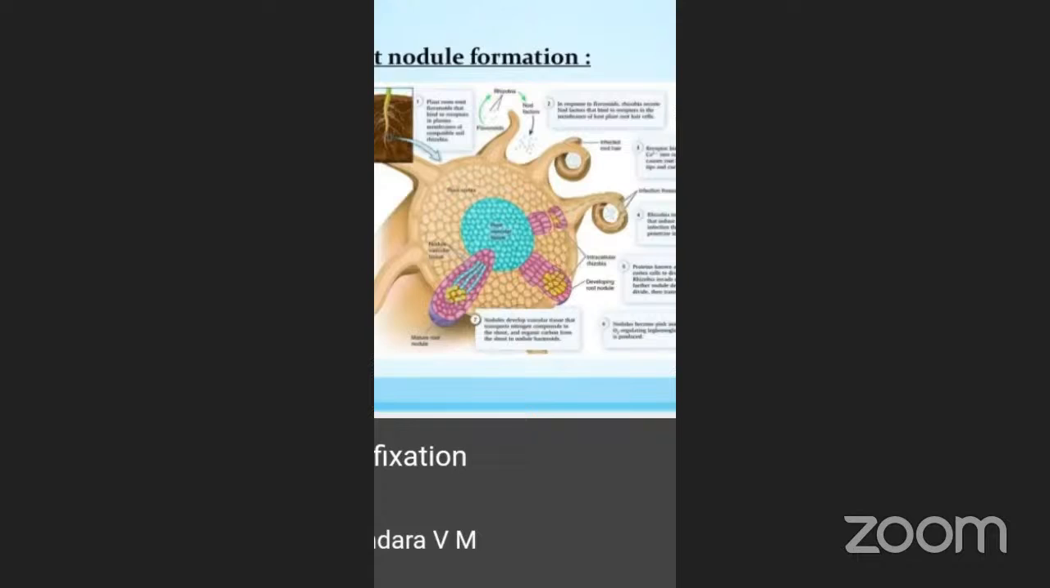The transformation of the bacteria to bacteroids is closely related to the synthesis of leghemoglobin. Leghemoglobin and nitrogenase and other molecules are required for nitrogen fixation. So this is the leghemoglobin and nitrogenase enzyme. Leghemoglobin is a pink colored compound, which is very essential in the fixation of nitrogen.